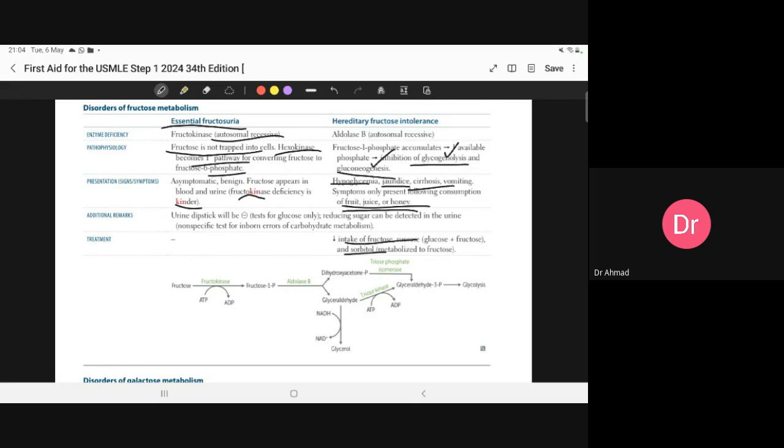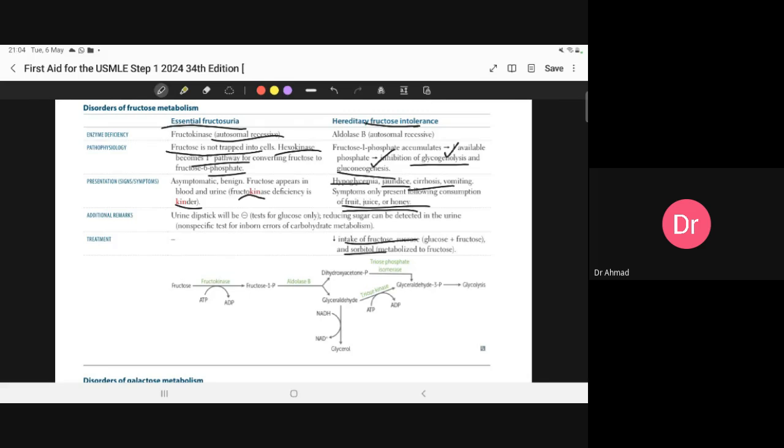The other thing that you should keep in mind is that you do two types of test, to detect these sugars in your urine. First is the urine dipstick test, which can only detect glucose. It can never detect galactose or fructose. If your urine dipstick is positive, it means that you are having glucosuria. If your urine dipstick is negative, it means it could be either fructose or galactose.